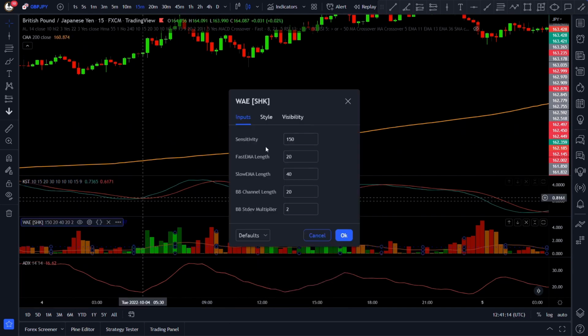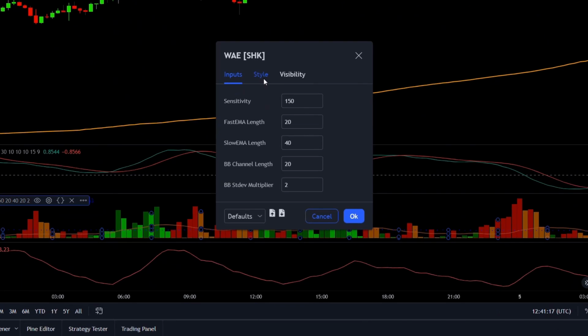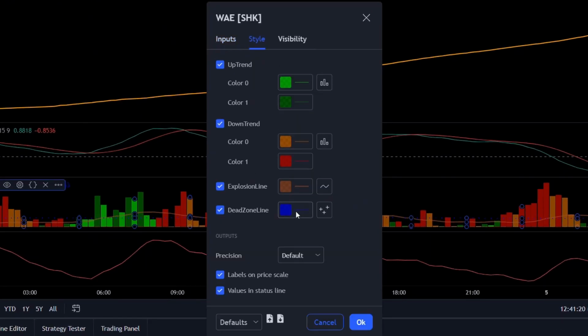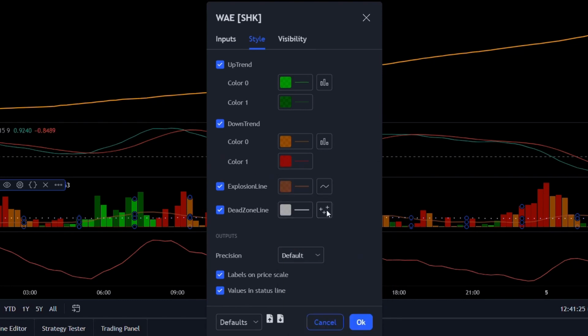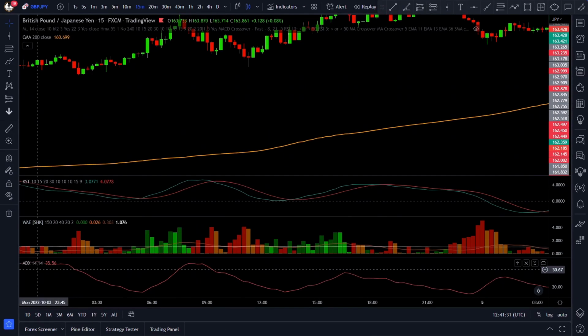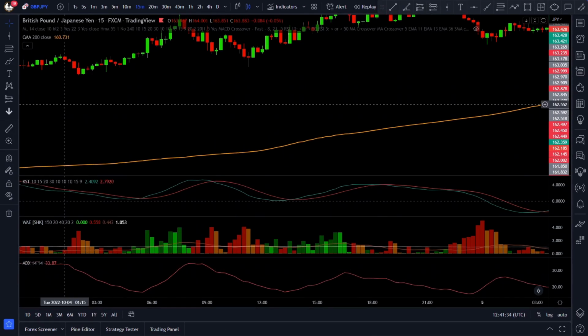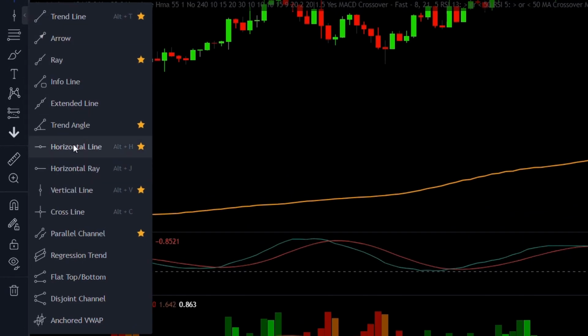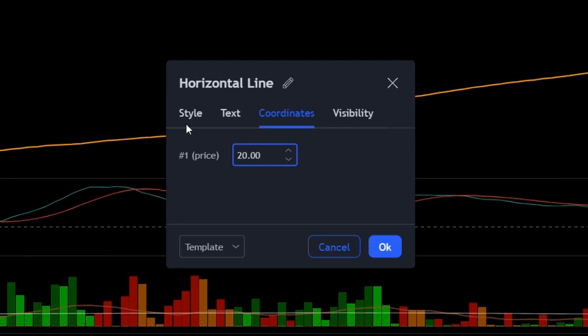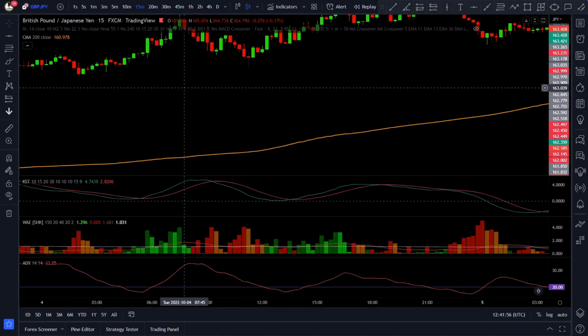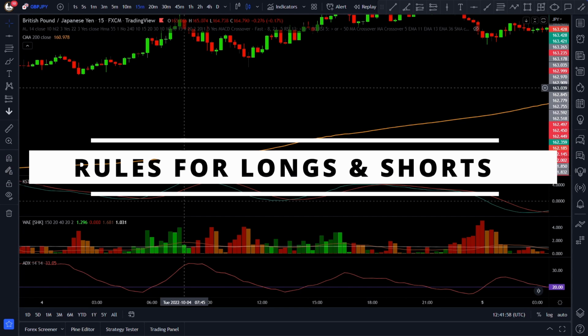With the Waddah Attar, we won't change any of the parameters, but switch to the Styles tab and make this dead zone line a bit more visible. So color it white and change its line style to simple line. Finally, with the ADX indicator, we have to put up a horizontal line at the 20 level, as we don't want to enter into any trades when the ADX is below the 20 line. And with that, you have set up all of your indicators. Now let's see the rules for longs and shorts.